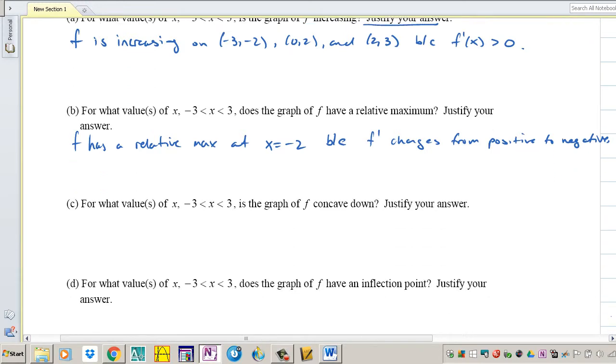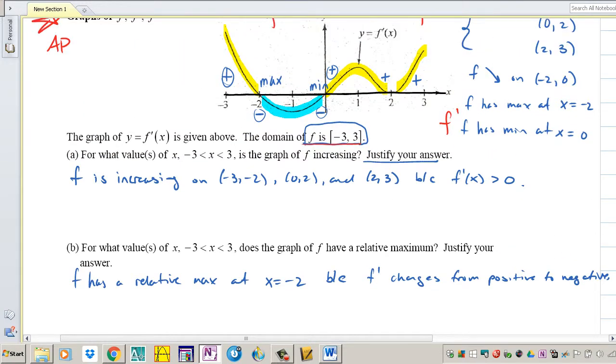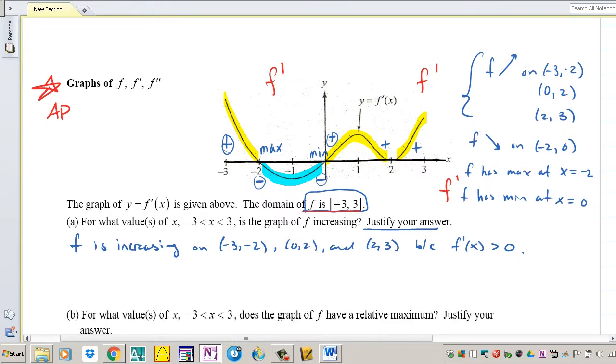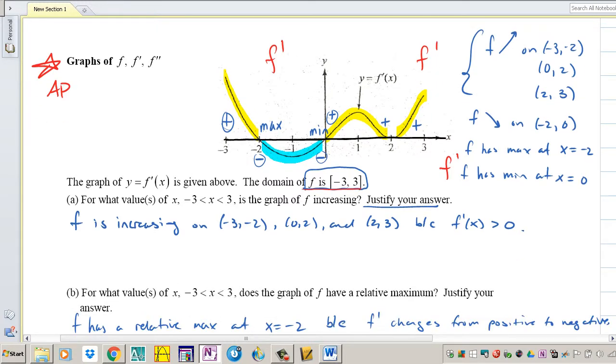For what values from -3 to 3 is the graph concave down? Justify your answer. Okay, so apparently we don't need to answer minimum or decreasing here, but it didn't hurt for us to figure that out. But let's go ahead and analyze concavity.